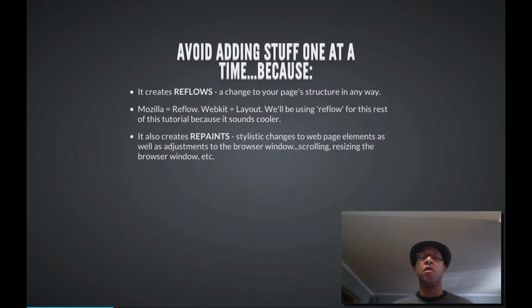Now, along with triggering reflows, adding stuff one at a time also triggered what's known as a repaint. And a repaint is a stylistic change to your web page elements as well as adjustments to the physical browser window. So say I've got some copy on my page that's black, I could use JavaScript to access that copy's .style property and change that copy from black to red. But if I do that, I trigger a repaint.